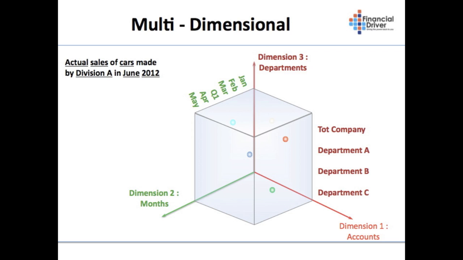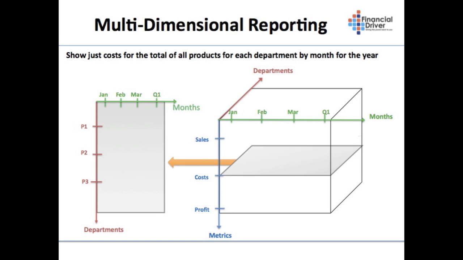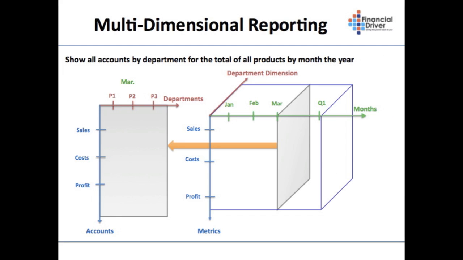When setting up these dimensions, each member of a dimension is defined separately, with the system working out how to store the number. And once stored, data can be brought back on demand as views. For example, I can ask to see just the costs for the total of all products for each department by month for the year. Or I can ask to see a different view, such as show all accounts by department for the total of all products by month by year.